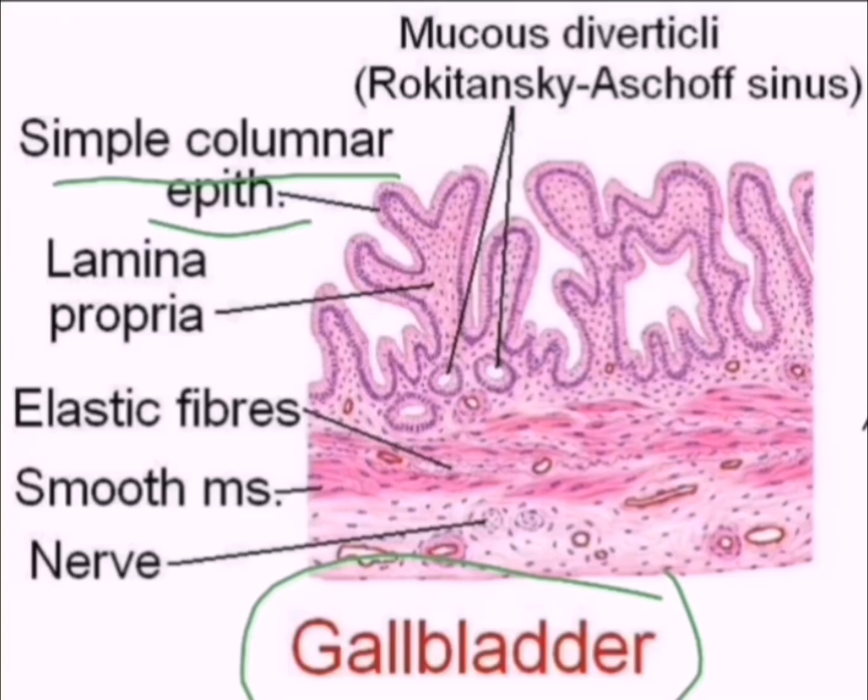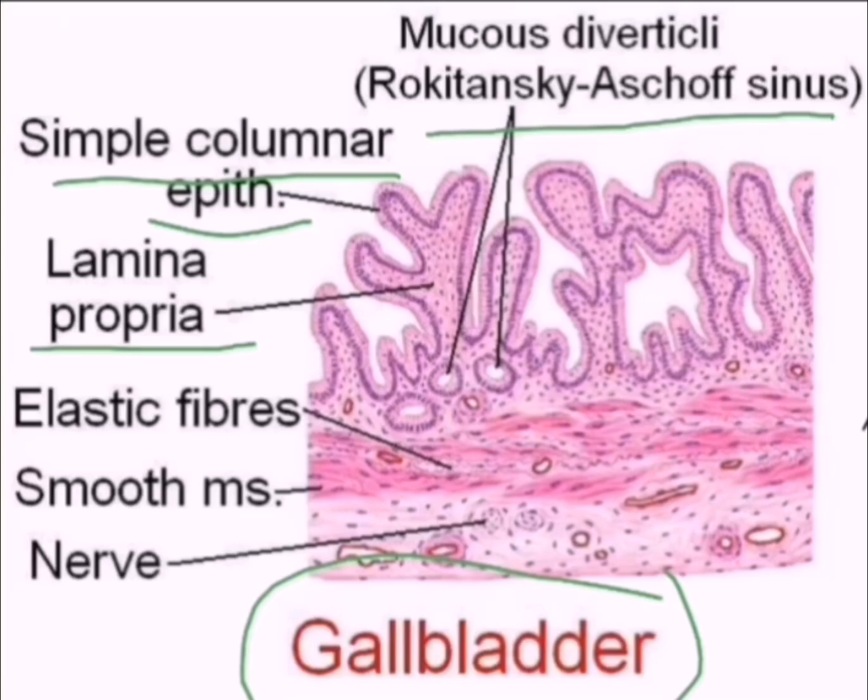Under the epithelium, it is marked as lamina propria, right? And under the simple columnar epithelium, inside the lamina propria, just a bit below the folds, we have some crypts. In pathological condition, these are known as Rokitansky-Aschoff sinuses, right? These are mucus diverticula. Then after, this is all about mucosa.